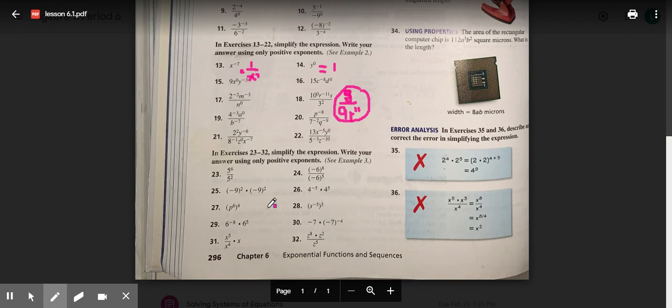Let's do one more example down here in this section. It also says simplify the expression, write your answer using only positive exponents. So they're asking you to do the same thing. If we look at, let's do 24. Okay, so we have negative 6 to the 8th and negative 6 to the 5th.